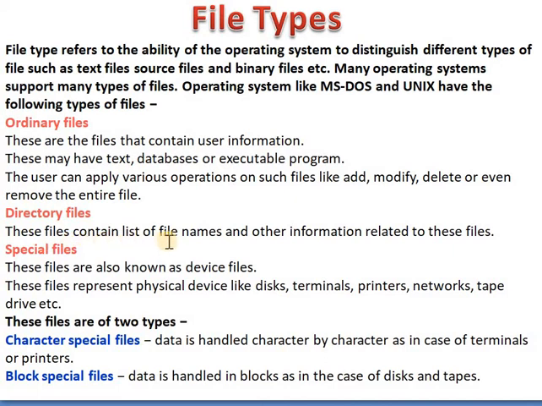Next, directory files. These files contain a list of file names and other related information about these files. Directory files means folder files. These contain a list of other file names. Suppose there is one root directory. In that root directory there are subdirectories. This structure is followed in Linux also.